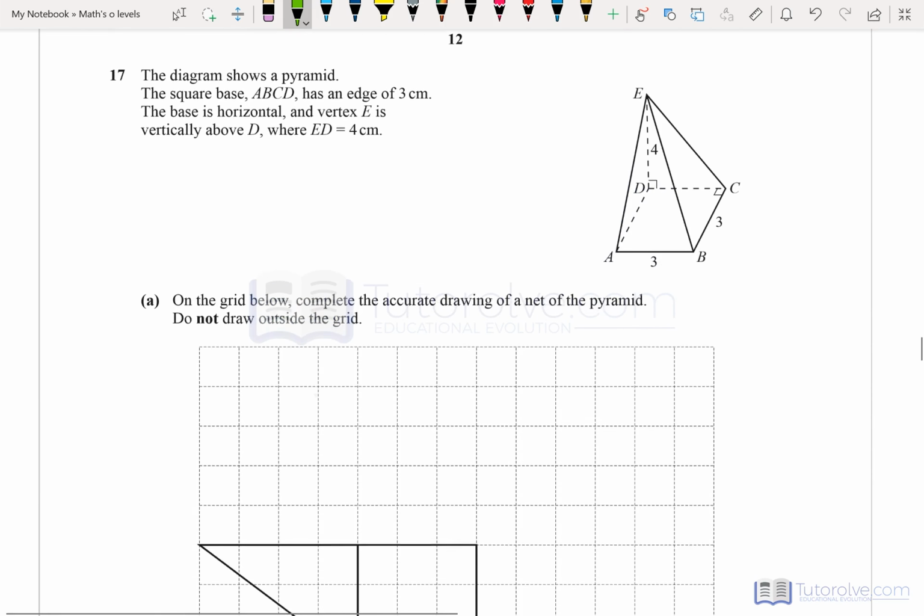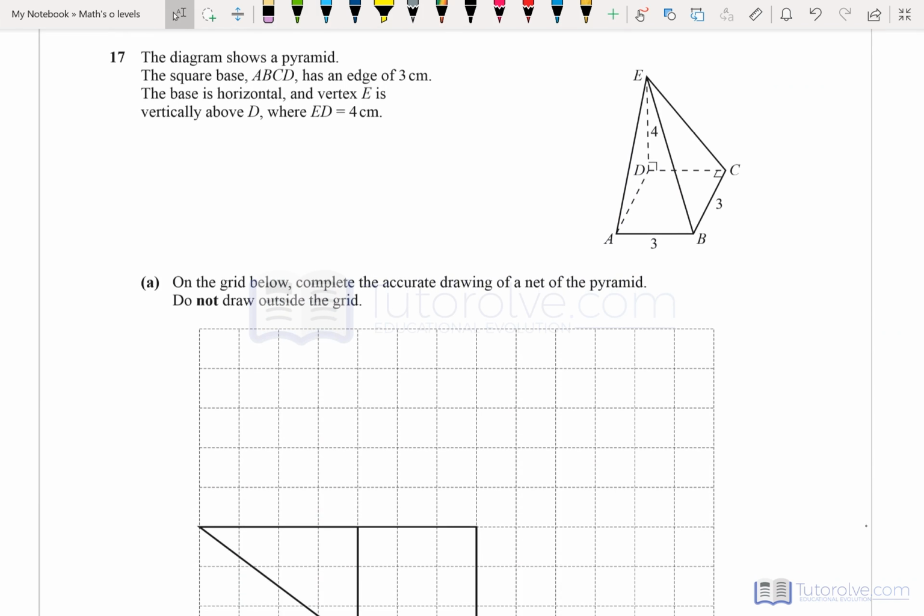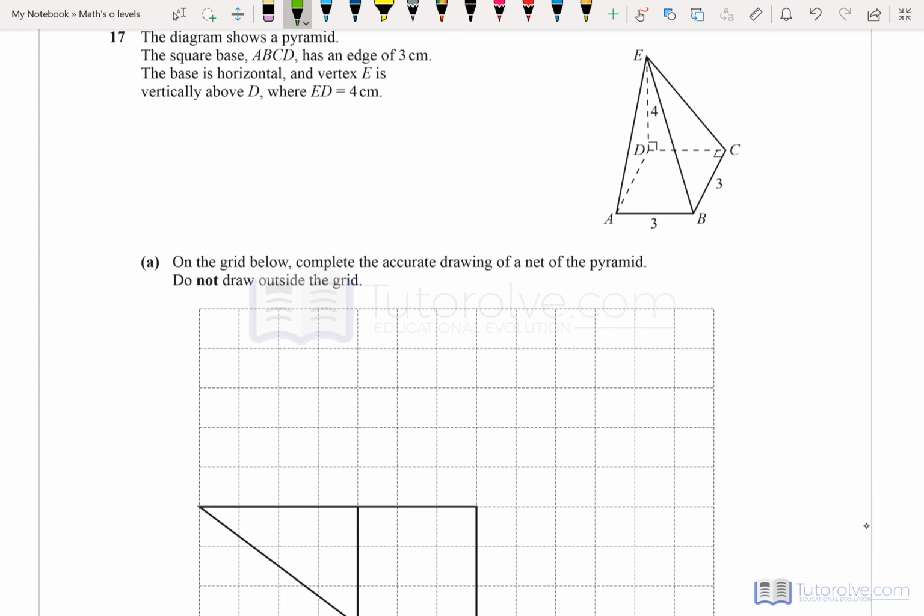So now we have question number 17, and they've given us a diagram of a pyramid with a square base. They told us that there is a square base of side 3 and the base is horizontal and the vertex E is vertically above D. So basically this part is going to look like this. This part is going to be a little longer than these parts right here because the vertex E is not equally away from each of these sides. So on the grid below, we have to complete the accurate drawing of the net of the pyramid.